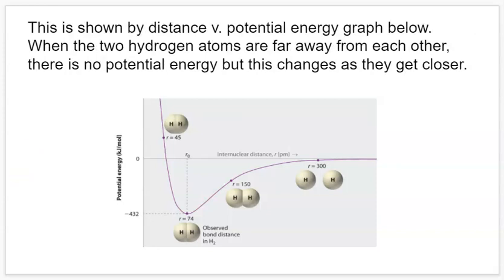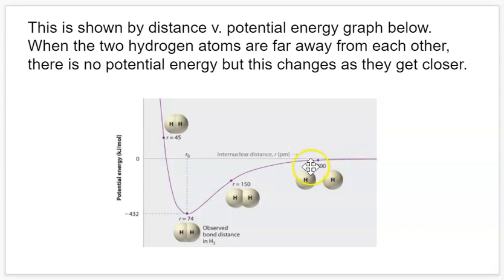So let's look at the graph below, which is a distance versus potential energy graph. On our x-axis, we have internuclear distance in picometers, which are really, really small. And on the y-axis, we have potential energy in kilojoules per mole. And if we start on the right side of this graph, we can see that we have two hydrogen atoms at a distance of 300 picometers. And these two atoms aren't really having any interaction. And you'll see as a result, they have zero potential energy because these atoms have not gotten close enough to each other for their electrons to start to form bonds yet.